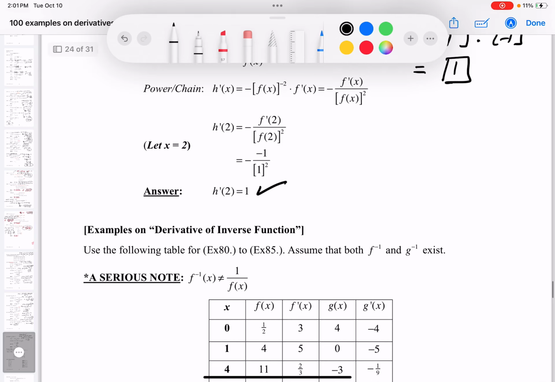Okay? So what I'm going to do is I'm going to put a line here, and I'll come back and finish them up.